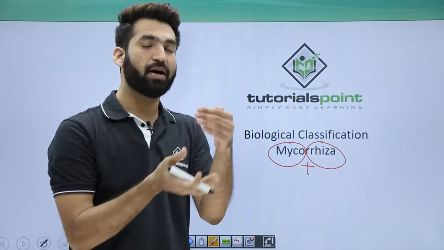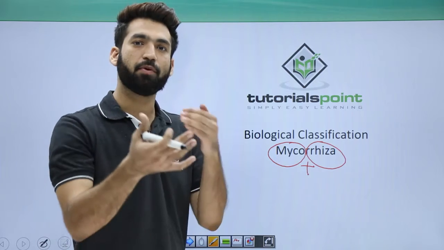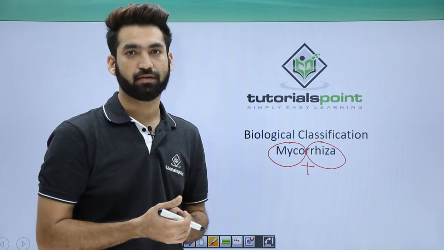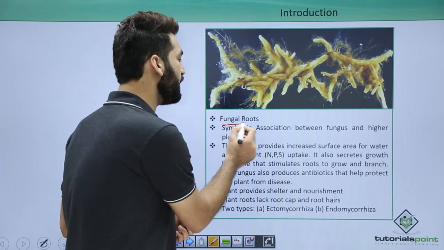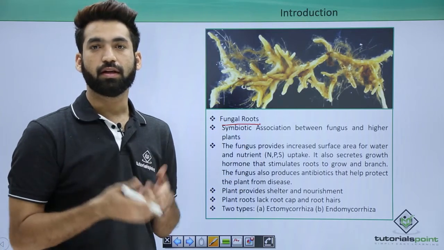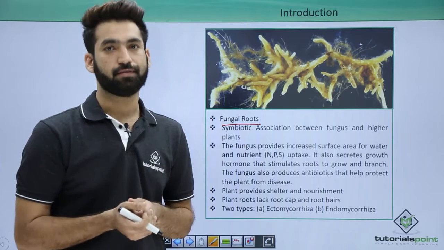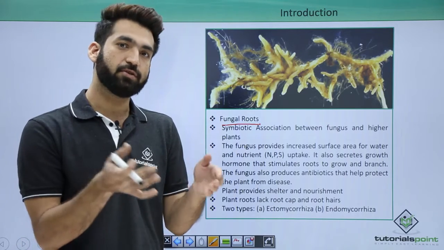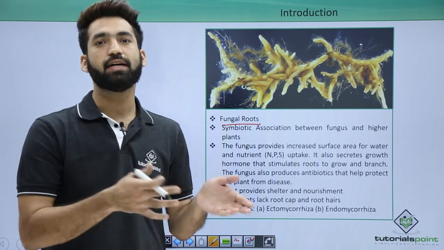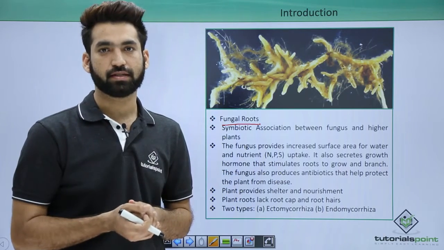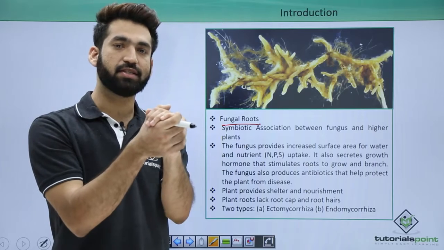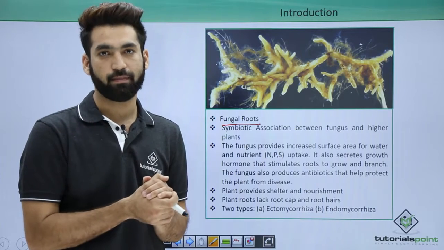When I'm talking about a symbiotic relationship, they both help each other for some function or the other. So we'll be discussing mycorrhiza in detail. I've already told you that they are fungal roots. The roots are associated with fungus. The fungus is doing something for the plant, and the plant is doing something for the fungus. So there is this symbiotic relationship or mutualism between fungus and the plant.